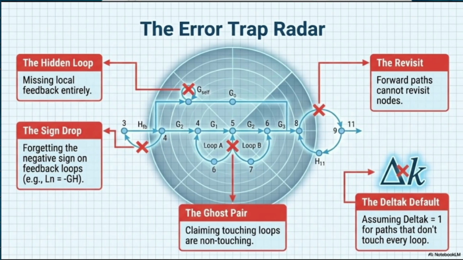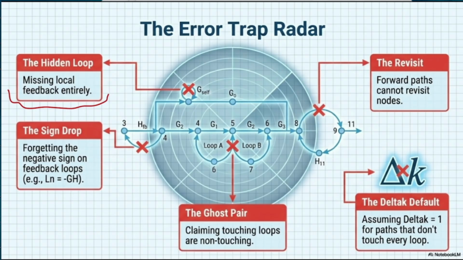Right now we are going to talk about a very important slide, which is an error trap radar. If we are talking about Mason's rule, there are so many places where you can have faults, and at the end of the day you find that your answer looked fantastic, but no, something is missing. The very first one is the hidden loop. If you remember, for the last question we had a loop that actually wasn't there at the very beginning, but after diving a little bit inside the question itself, we found it.